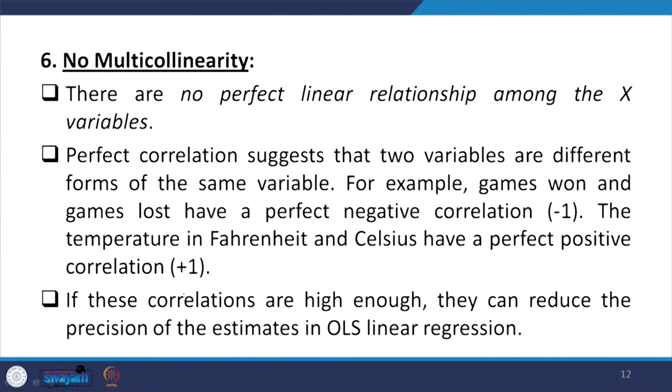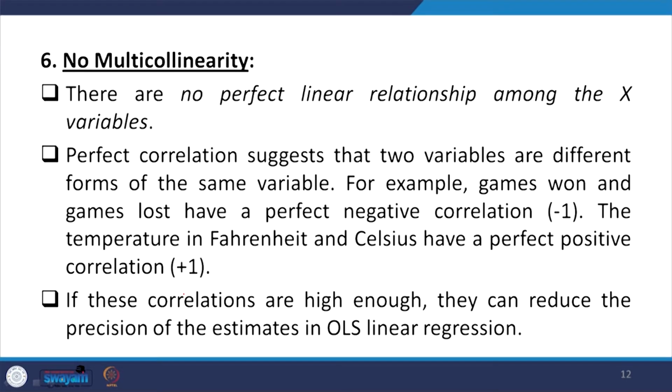Now, the sixth most important assumption is multicollinearity. There should be no multicollinearity is the assumption. In the previous one we said there should be homoscedasticity, no heteroscedasticity. In the case of multicollinearity, we want to say that there is no perfect linear relationship among the independent variables. Perfect correlation suggests that two variables are different forms of the same variable.